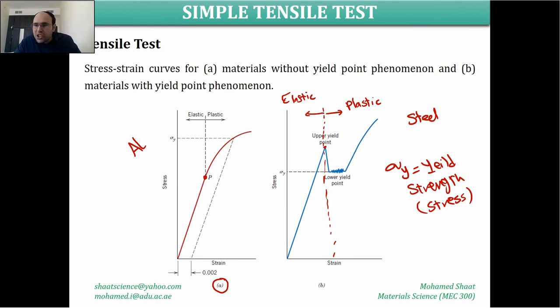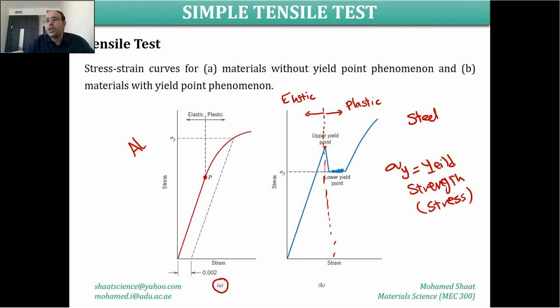So again, the yield strength of the material can be measured by the maximum stress that the material can withstand before going to the plastic behavior, before showing any plastic behavior, or the maximum stress that the material can withstand within its elastic behavior. This also could be counted as the yield strength or the yield stress of the material.